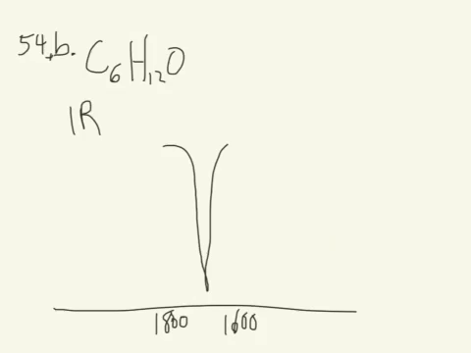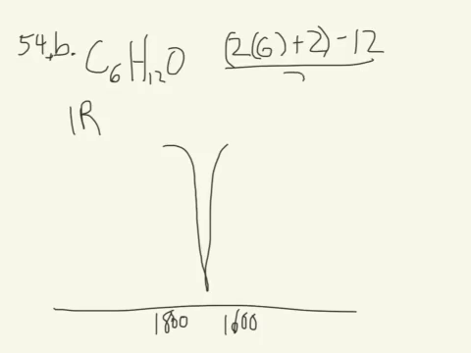Alright, well, we're all here. Let's just hammer out 54B. So, first things first, look at the formula of the compound. You can almost make that out on your sheet. C6H12O. Degrees of unsaturation: 2 times N plus 2, minus the number of hydrogens you actually have, divided by 2. So this is 14 minus 12 over 2, 1 degree of unsaturation.